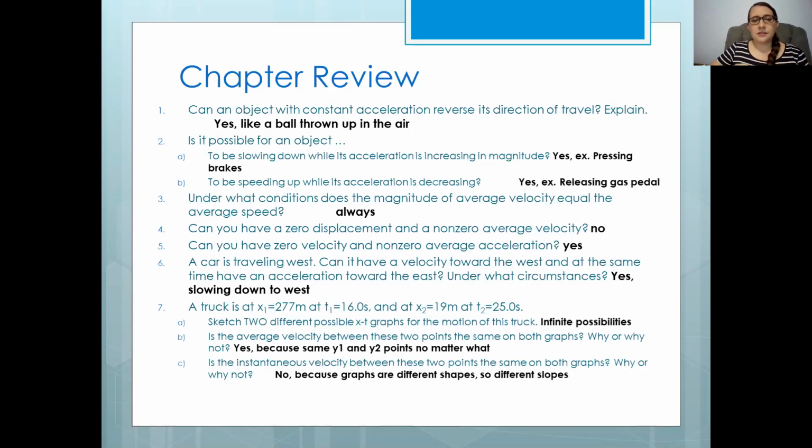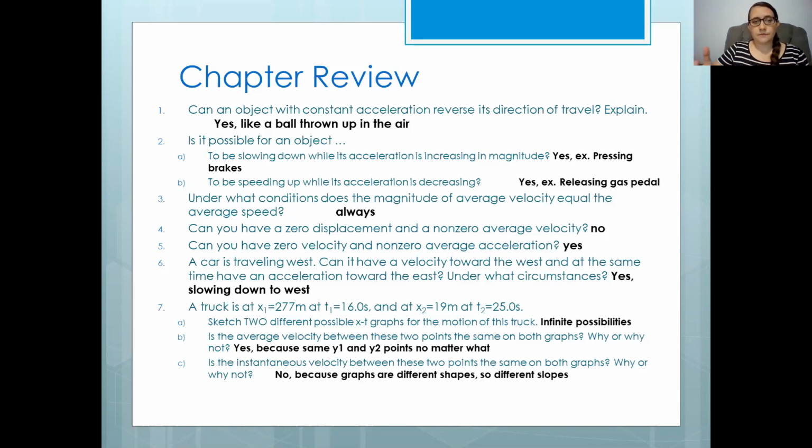Number 4, can you have a zero displacement and a non-zero average velocity? No, you cannot. Remember, the way that we calculate average velocity is displacement divided by total time. So if your displacement is 0, no matter what your total time is, you're going to have an average velocity of 0.